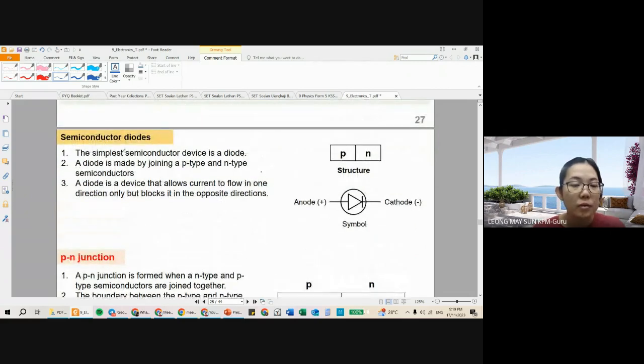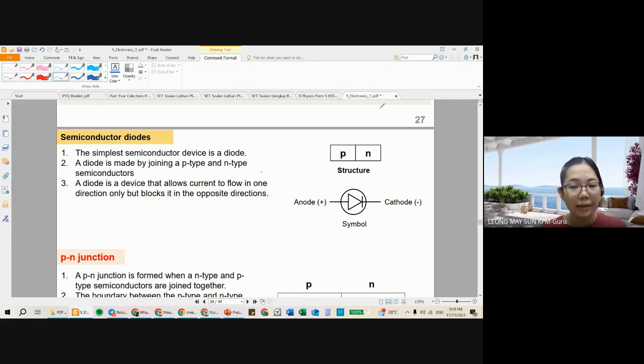All right, so semiconductor diodes. The diode is the basic device whereby they join a P-type and an N-type semiconductor together. Now, a diode is a device that allows current to flow in one direction but blocks the opposite direction, hence the LED, the light emitting diodes.